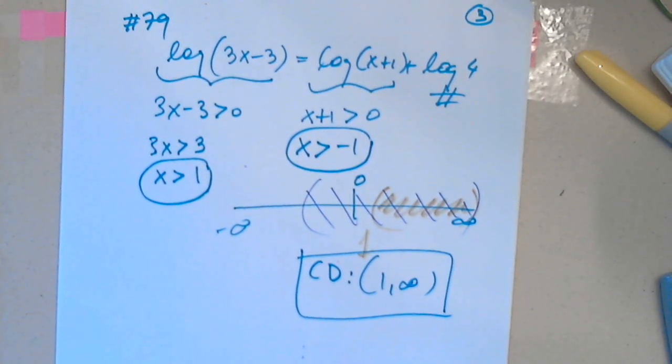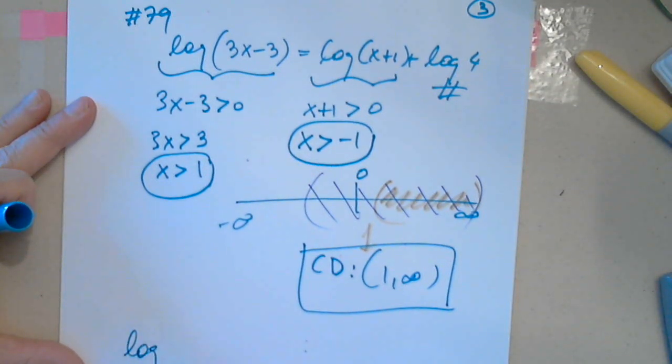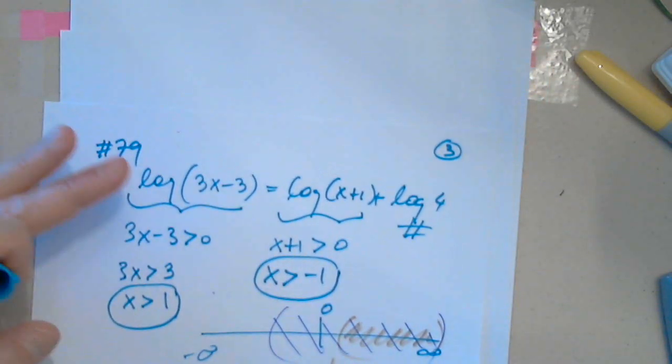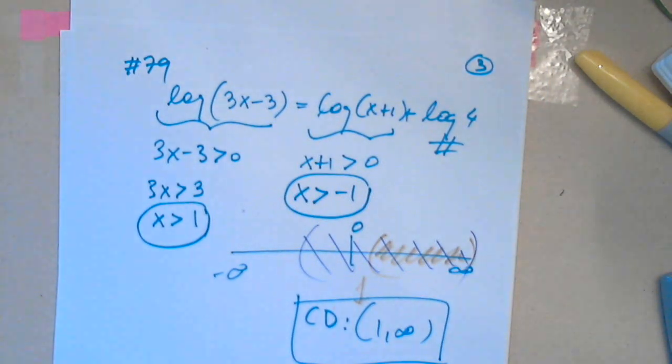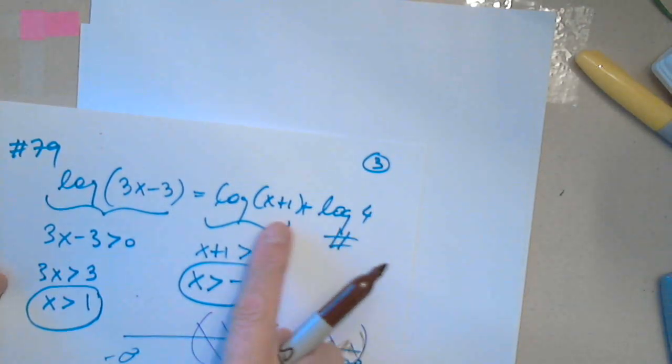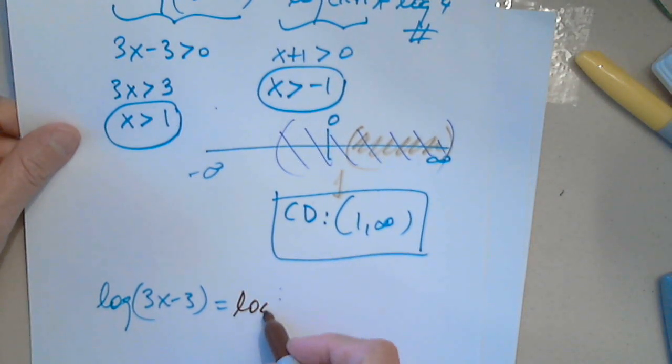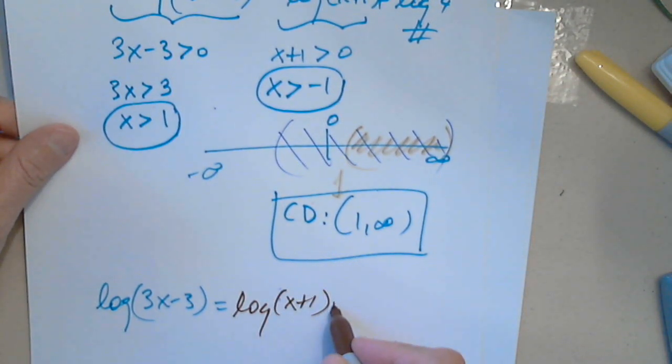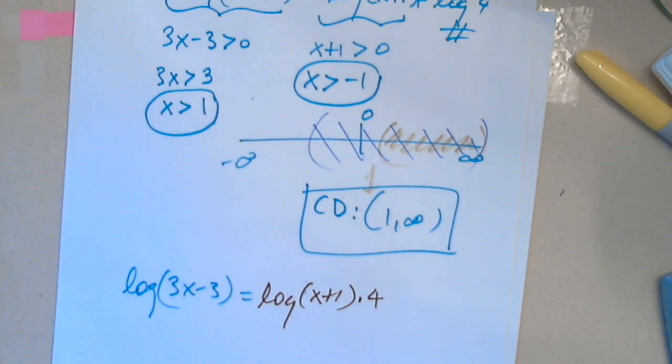The left-hand side, I'm going to leave it alone. But I have to condense the right-hand side. How do we condense the right-hand side? It's multiplication. Yes, indeed. Absolutely, because it's the sum of two logs. So it's log of x plus 1 times 4. Great job.